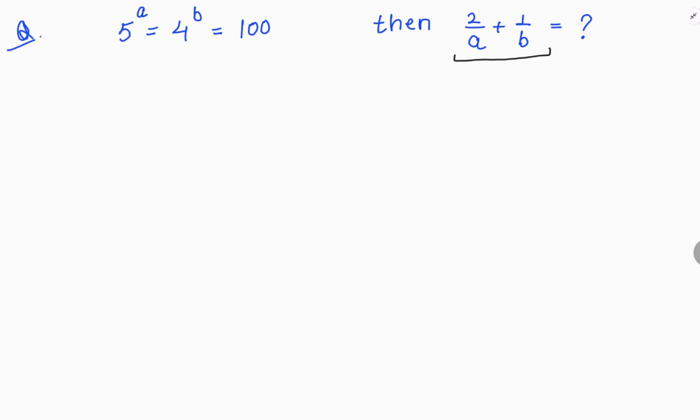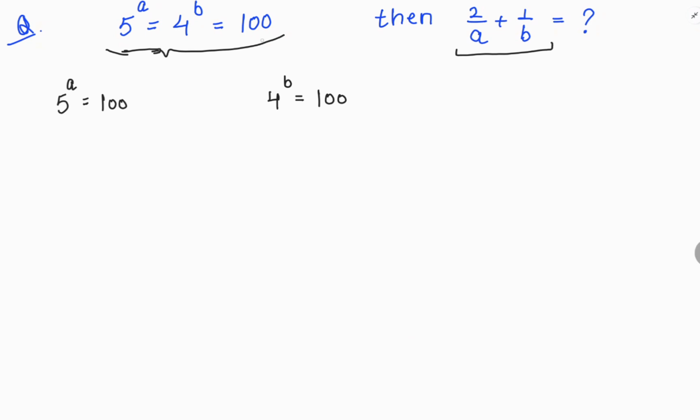Whenever you have this kind of equation, where you are given two variables, always break it into two parts. The first part will be 5 raised to power a is equal to 100, right? And another part will be 4 raised to power b is equal to 100. We can have any number here. We have 100, but we can have k or any number here. The only thing we need to know is, why are they giving us 100? That means we have some relation with 100 in this question, okay? That we will figure out.